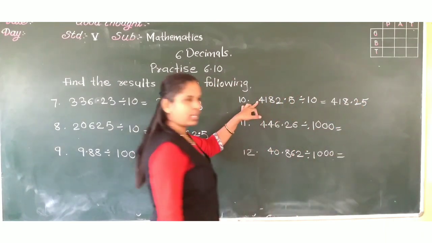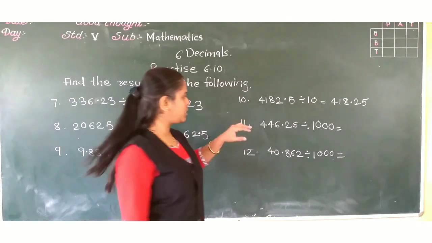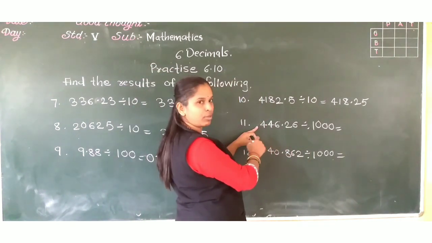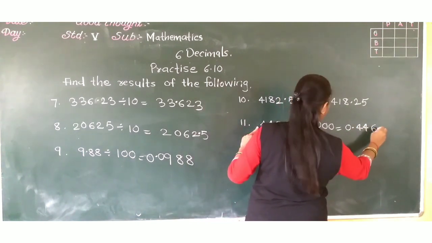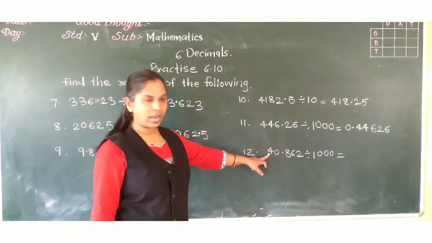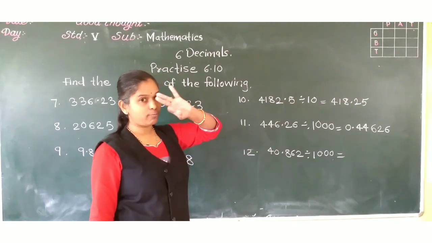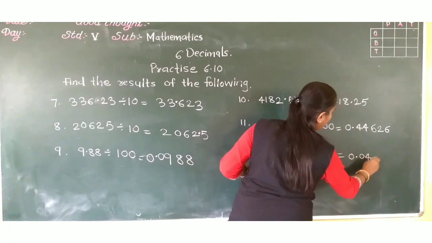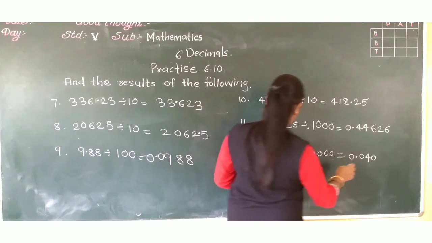418.25. Now 1000 means it will shift by 3 places, so 1, 2, 3, point. Before 4 it will come, that is 0.446626. Next, again divide by 1000. Here only 2 places are there, and we have to shift by 3 places. So it will be 0.040. See, here 1, 2, put 0 and then put the decimal. 86.5.